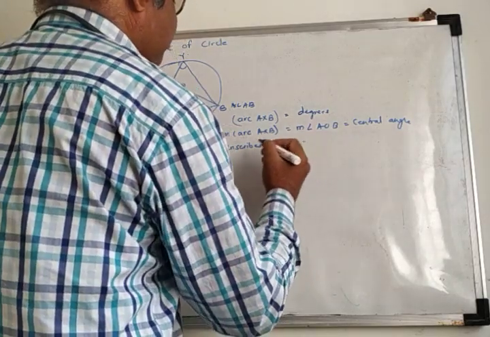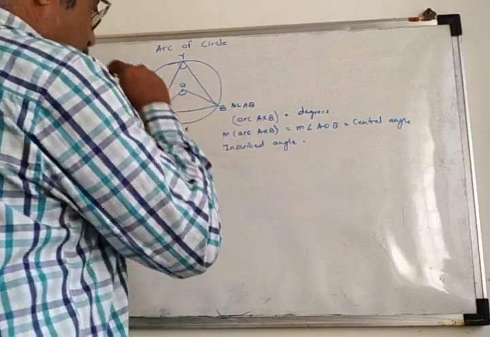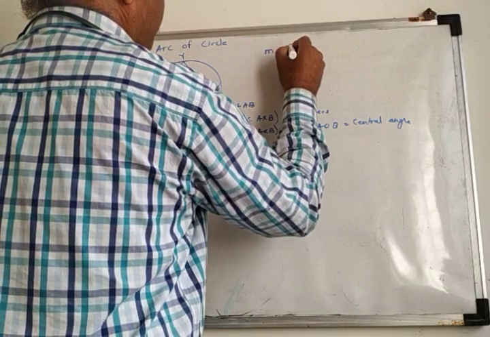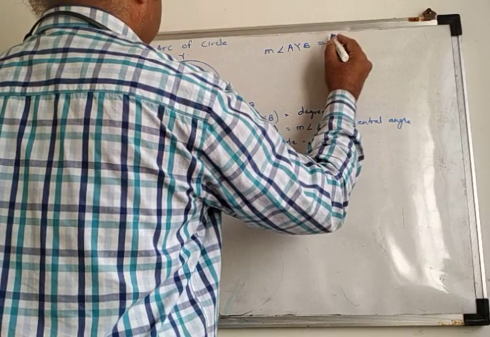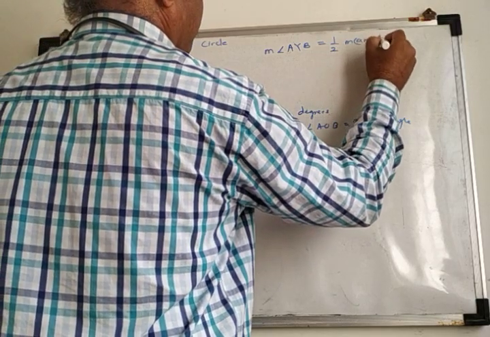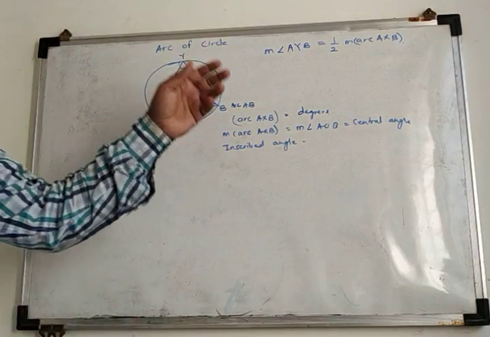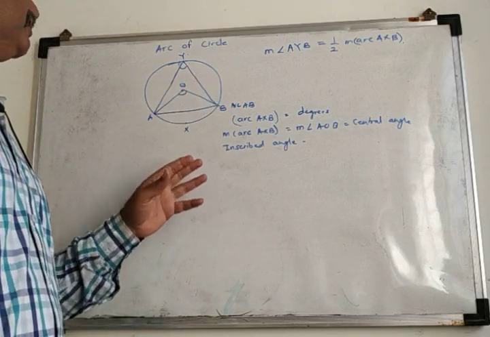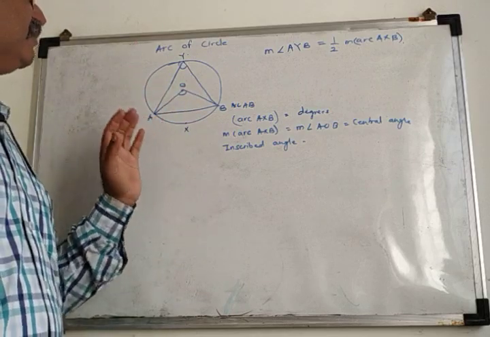But this is the inscribed angle, and the relation between this inscribed angle and the arc. What is it? This theorem says that the measure of angle AYB is equal to half of the measure of arc AXB. This is the theorem, and many times it has been asked for 4 or 5 marks in previous examinations. That we'll see in detail. So this is the concept of arc.